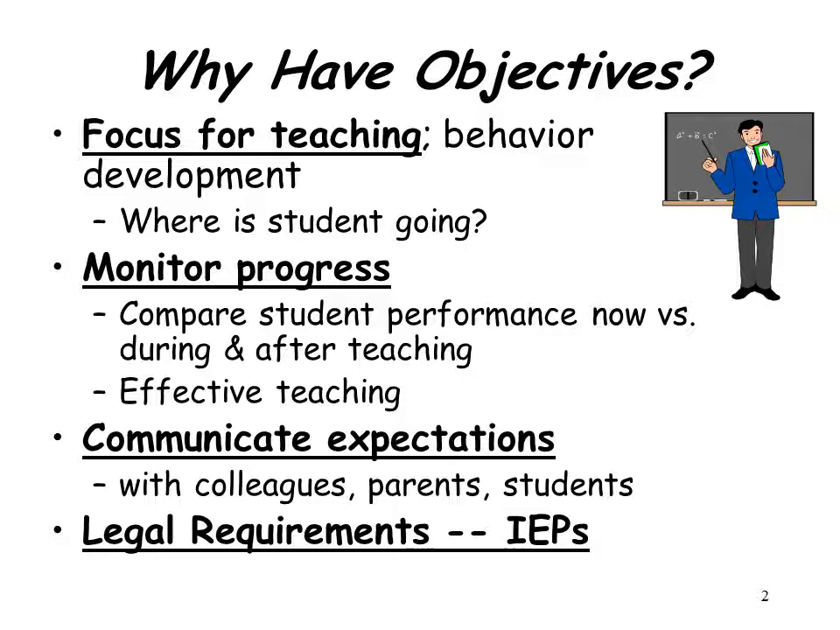They're also useful in communicating expectations to other people. When I read an objective that's very clearly written and I see that a student has accomplished that, I have a very good sense of what that student can do and what that student can't do. So an objective is a way to communicate a lot of information very quickly. It's also a legal requirement. It's part of the law. It's part of IDEA, and it's a requirement.